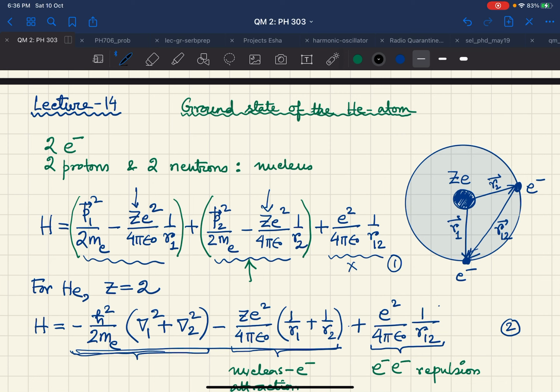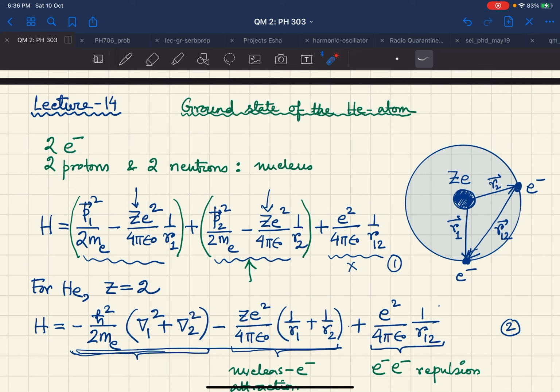Before going into the discussion of today's lecture, let us briefly recapitulate what we have done so far in the context of the helium atom ground state using the variational method. Remember, the helium atom has two electrons, two protons and two neutrons, and these two protons and two neutrons are there in the nucleus.